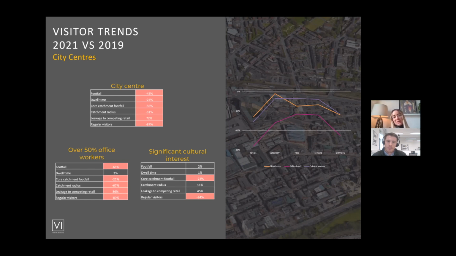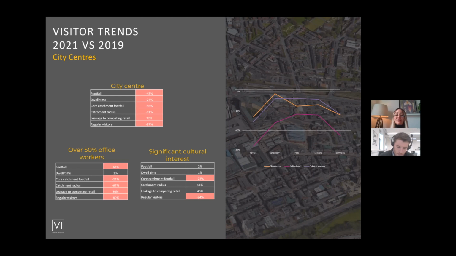But what I really wanted to show is that taking a more specific approach to understanding a place can show you some different trends. So we've looked at segmenting those cities into cities that have a really high proportion of office workers versus cities that drive a bit more of a touristic element through having some really significant cultural and heritage sites and areas of interest. And hopefully this showcases how different locations can perform, albeit within that same city bucket.